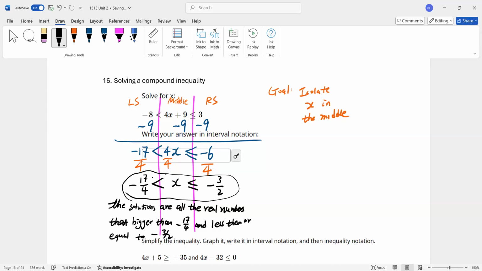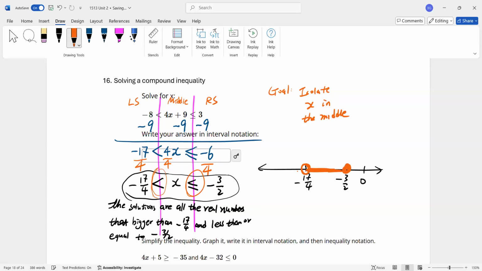On the real number line, let's say this is a 0, and this is a -3 over 2, and this is a -17 over 4. And to graph the solution set, remember in the middle between the 2 numbers, -17 over 4 is excluded because this inequality symbol does not have the bar in it underneath. So we have a circle here. But -3 over 2 is included because this inequality symbol has a bar under it. So we have a solid dot here.